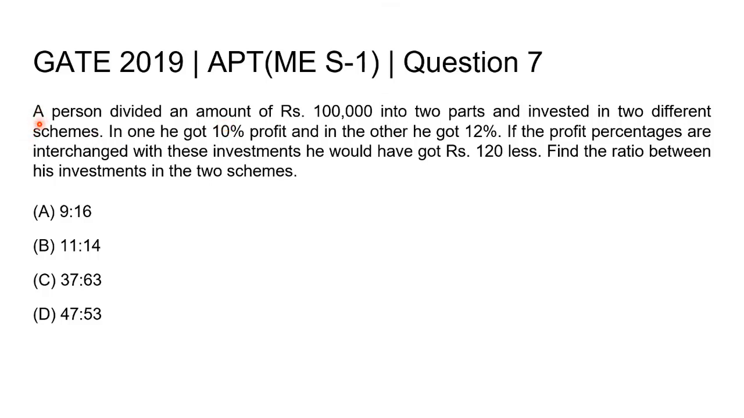The question is, a person divided an amount of rupees 1 lakh into two parts and invested it in two different schemes. In one, he got 10% profit and in other, he got 12%. If the profit percentages are interchanged with these investments, he would have got rupees 120 less. Find the ratio between his investments in the two schemes.